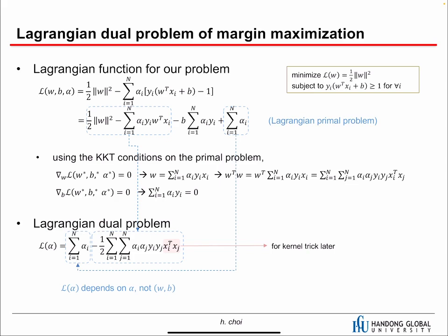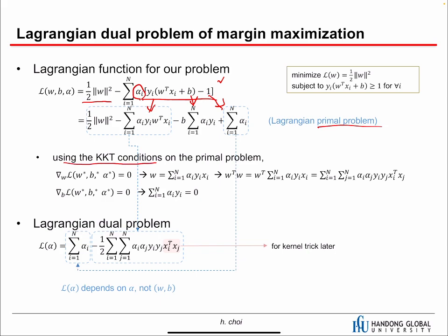Okay, so when we use a Lagrangian function for the SVM problem, we have an objective function and a constraint, and then we have Lagrangian multipliers. And then we can rearrange this term. So we have here, and we have here, and we have this one. Okay, so this one is a Lagrangian primal problem. So we just formulated the objective function and the constraint with the Lagrangian function. Okay, so it's the primal problem.